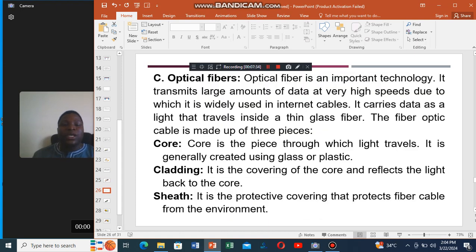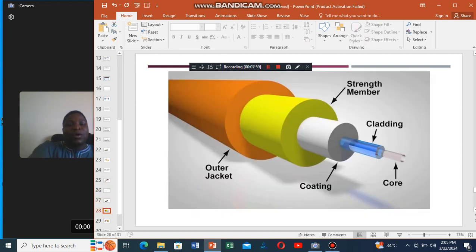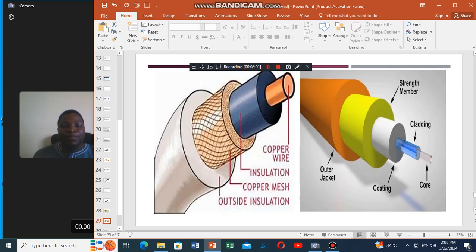Then we have optical fiber cables, which is also an important technology. It transmits a large amount of data at a very high speed, due to which it is widely used in internet connectivity or internet cables. Then we have the parts here: the core, the cladding, the sheath, and this is the picture, and this is how it has been simplified.